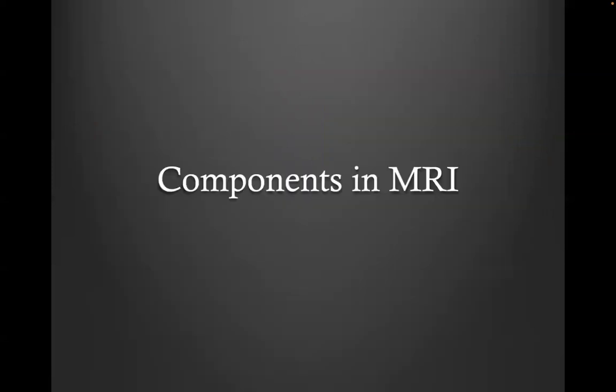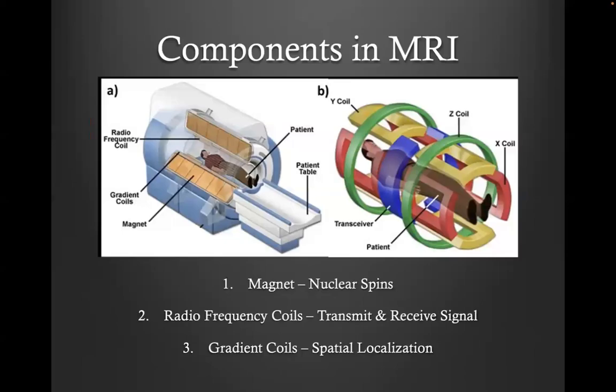Okay, let's quickly jump to the components in MRIs. So there are three main components in MRI. One is, of course, the main magnet. It's the bulk of the construction of the MRI. It's very heavy. It's the most cost related component. And it is the whole bulk.